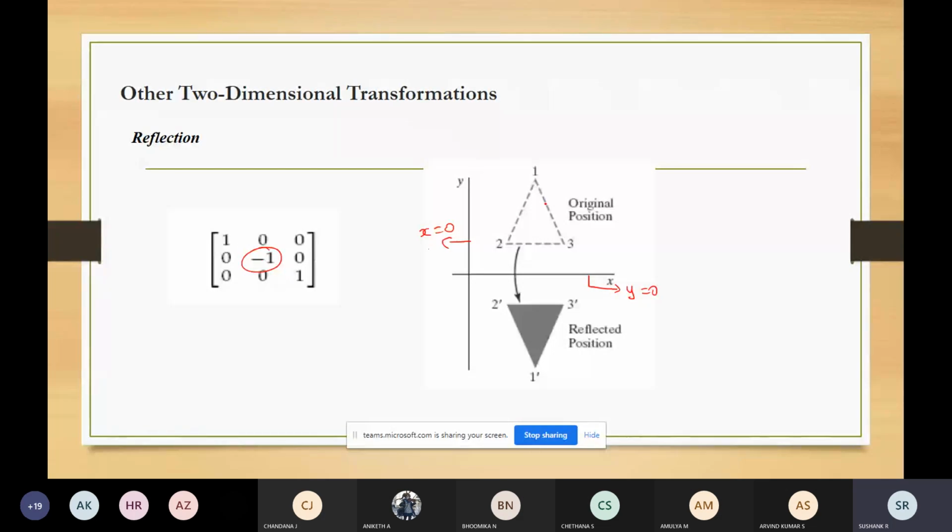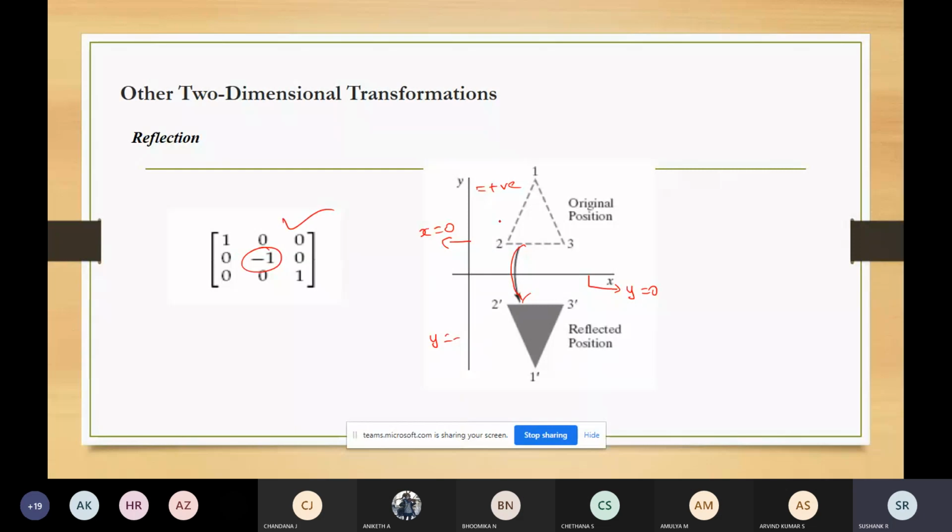What happens is, if it was the original position of the image, here y is positive. So y is equal to 1 means it will be here. If you multiply this value with a negative term, you will get the reflected position, where y will be minus. So reflection about the line y is equal to 0 will be obtained by using this transformation matrix, where the y value will be -1.